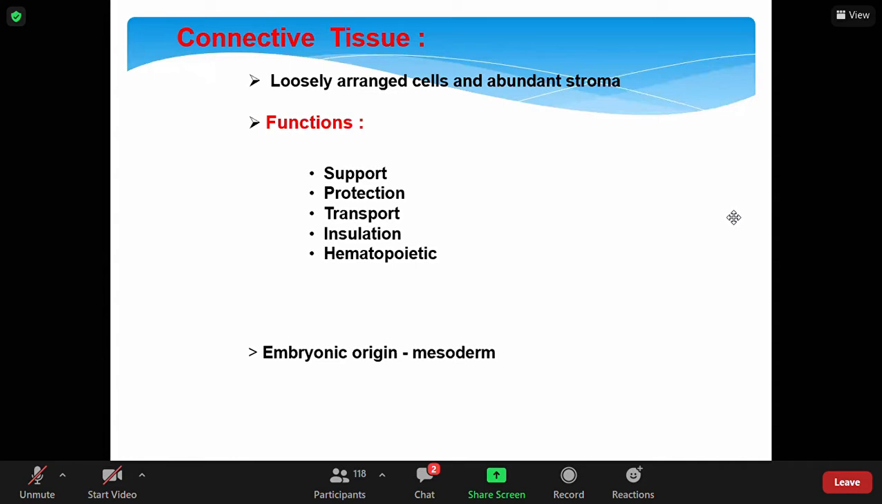Hematopoietic. The hematopoietic function of the connective tissue also refers to our blood cells. Okay?